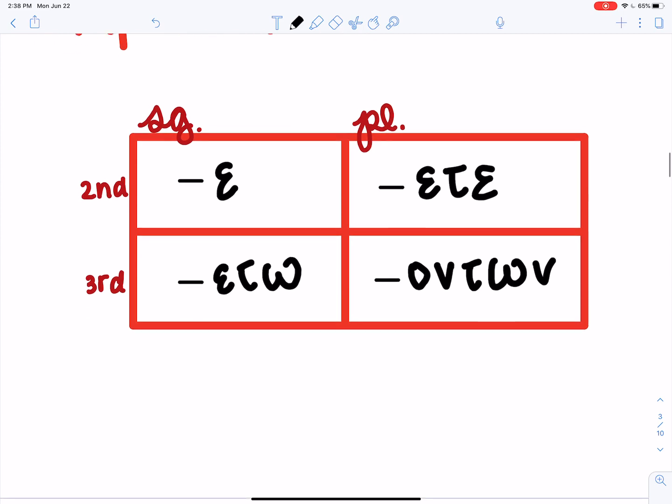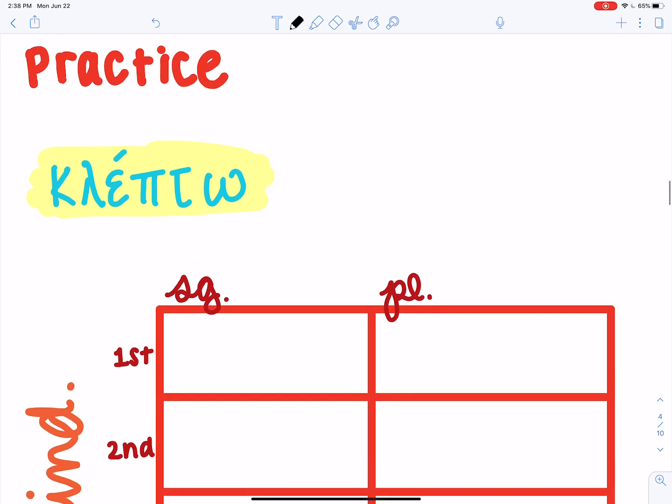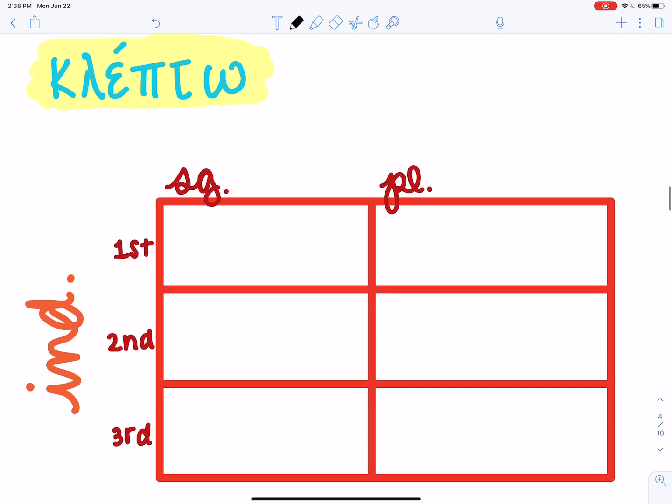Okay, we're going to use two verbs for practice. The first is klepto, which means to steal. And so yeah, let's get into it. Okay, klepto in the indicative. First person singular, we learned our ending was O, omega, so we're going to add that to our stem. And we learned our stem is the part of the word that comes before that omega, because we just need to take off that omega to find the stem. Okay, so our first person singular present active indicative of klepto is klepto.